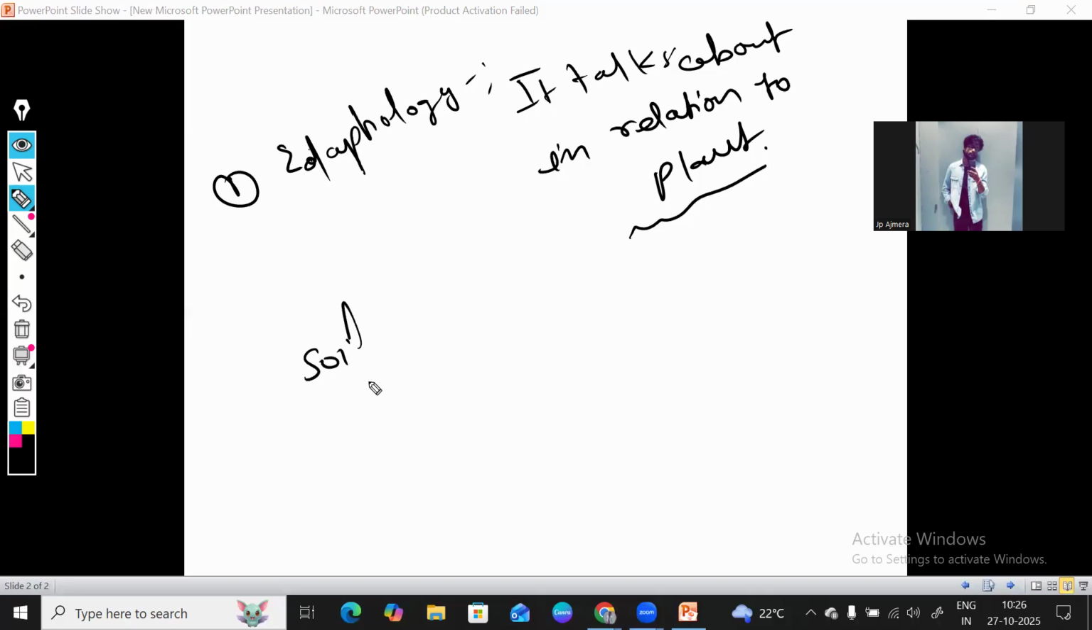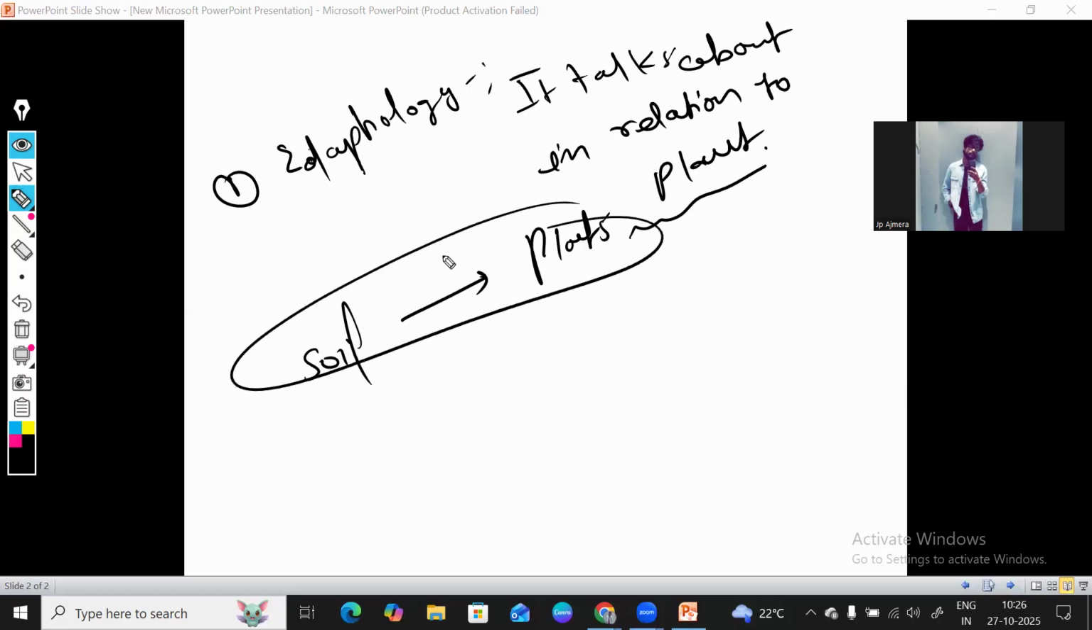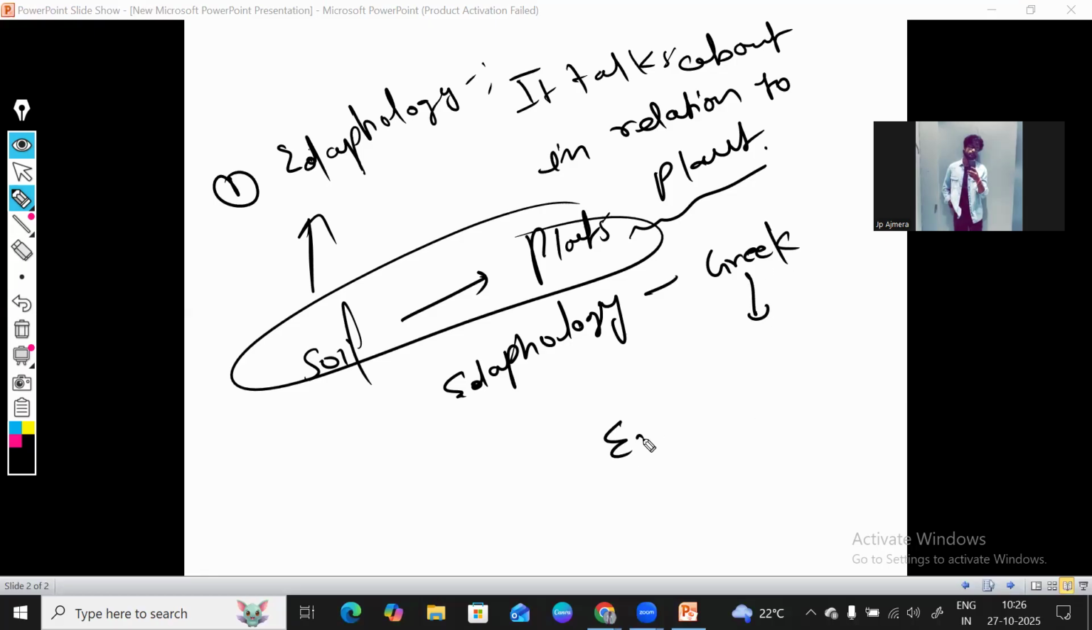When soil talks about the plants, that is edaphology. Edaphology consists of two words. These are two Greek words: edaphos plus logos. Edaphos means soil and logos means to study.